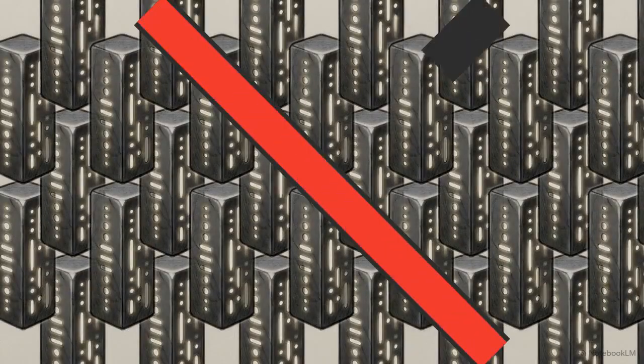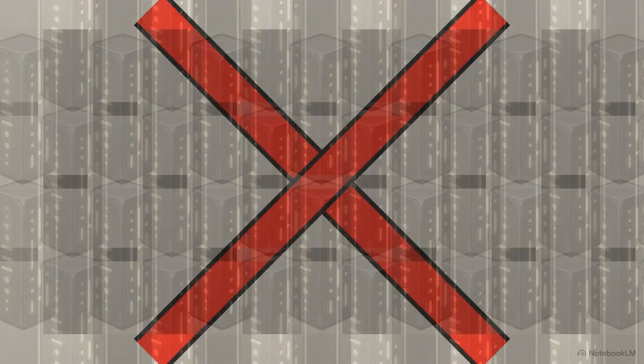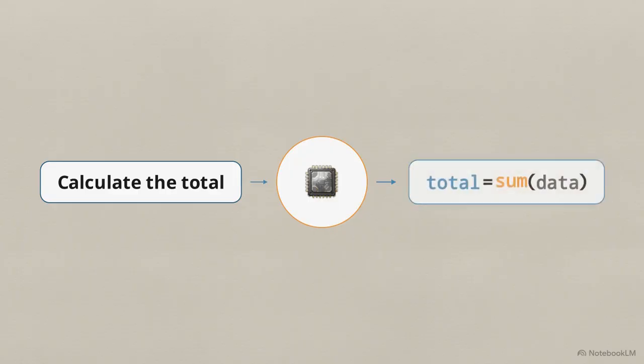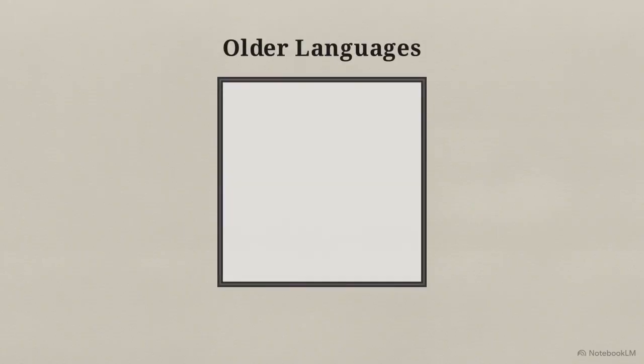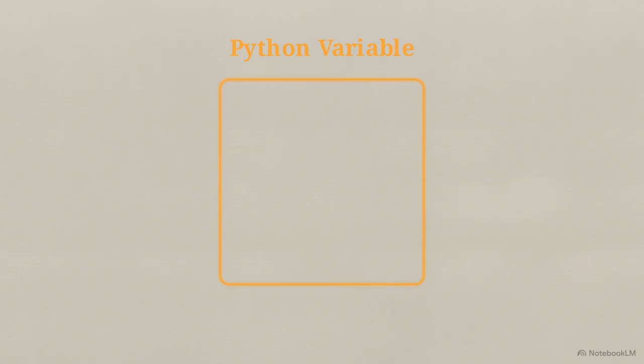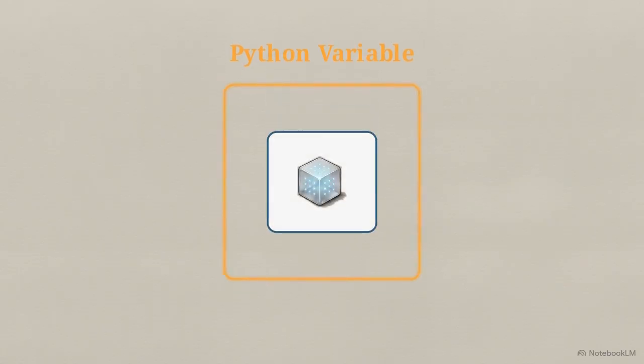Mastering Python means moving past the memorization of machine-level instructions. You are simply translating human logic into a format a computer can execute. The foundation of that logic starts with variables. In some older programming languages, a variable is a rigid, fixed-size container, but in Python, it's a dynamic, named reference to a memory location. It automatically adjusts to hold whatever you put inside it.